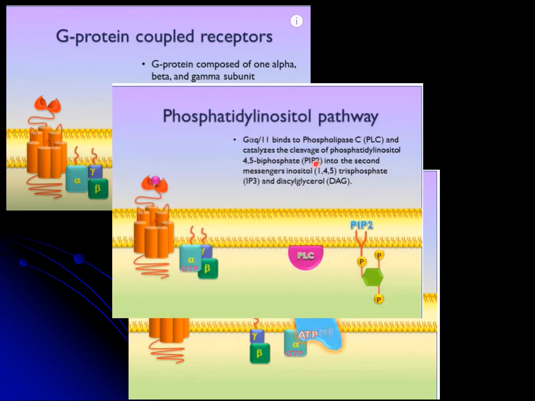Another pathway for the G protein is the GQ pathway. It binds to phospholipase C and catalyzes the cleavage of PIP2 to IP3 and DAG. You all know that from your previous knowledge of biochemistry.